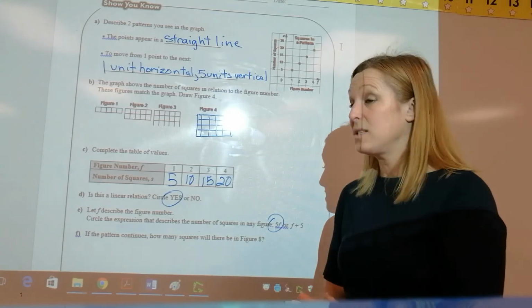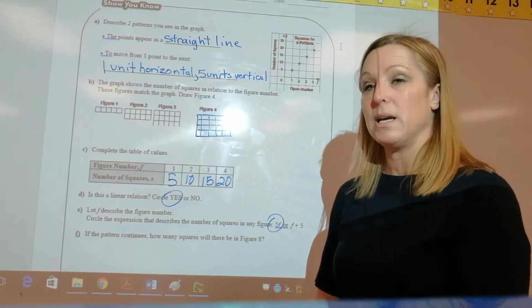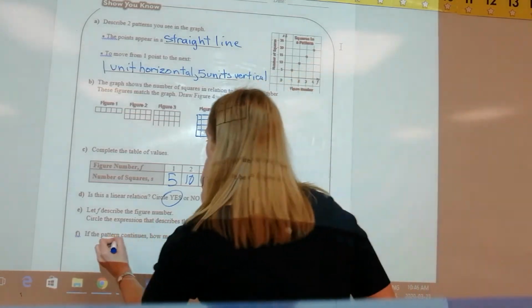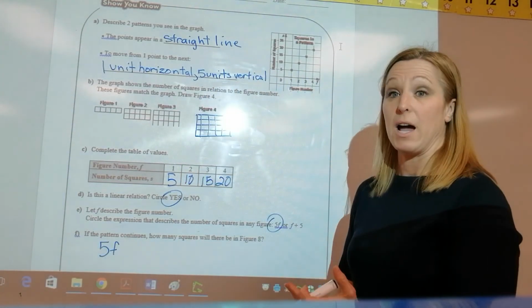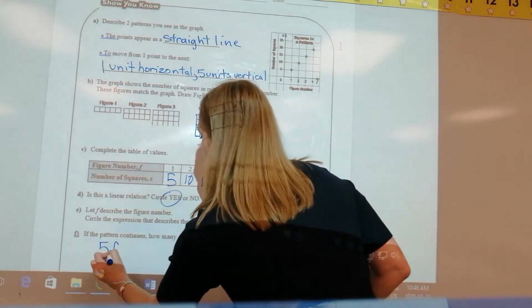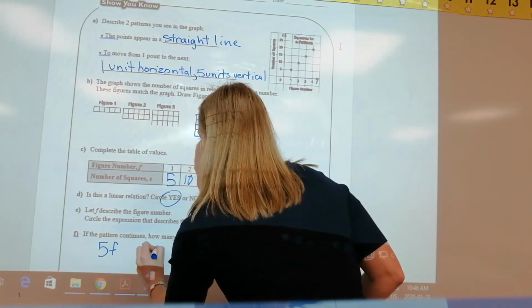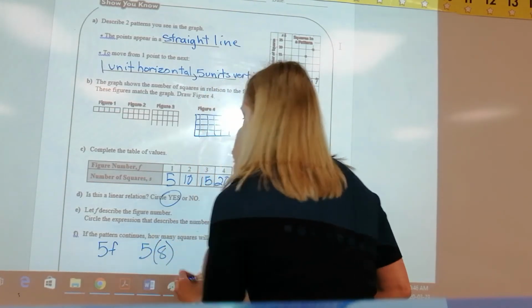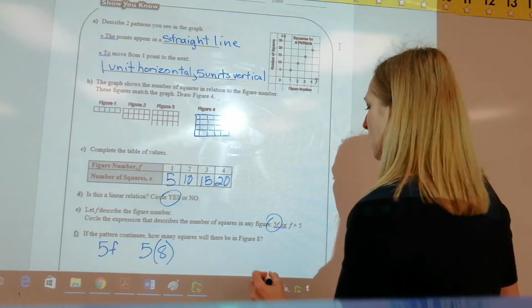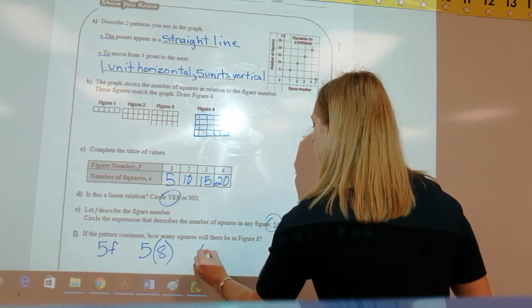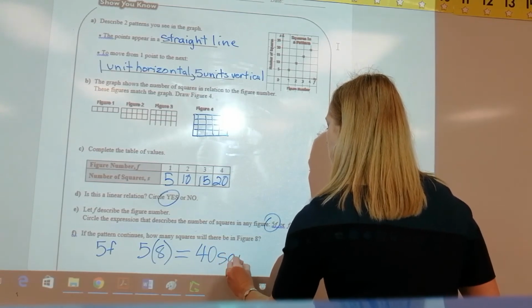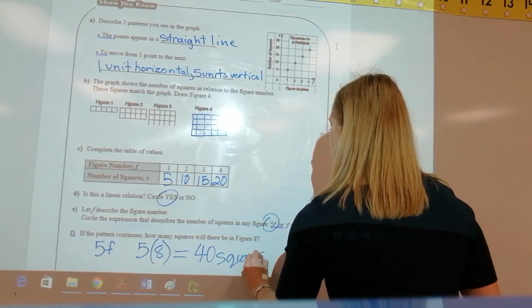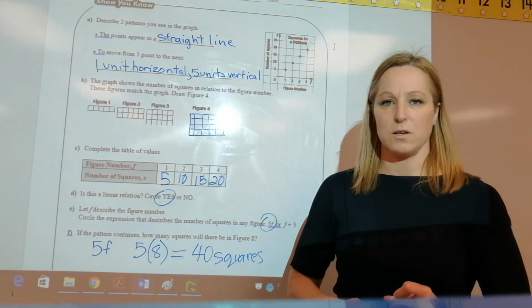If the pattern continues, how many squares will there be in figure 8? Well, I've got my expression, 5F. I'm going to do some substitution. In figure number 8, we would have 40 squares. 40 squares, there's our final answer.